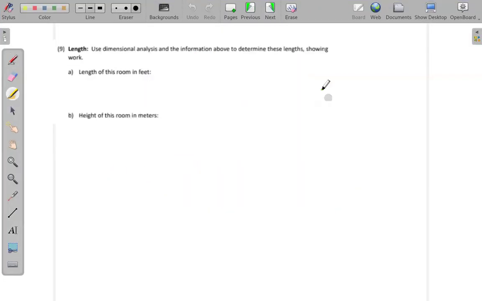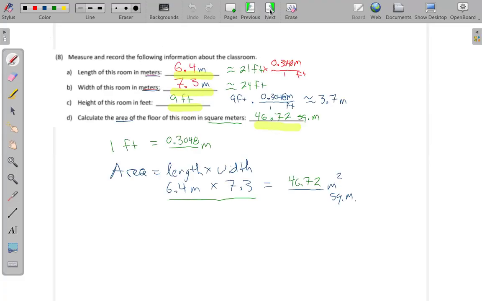Use dimensional analysis and the information above to determine these lengths showing your work. All right, the length of the room in feet. Okay, now I worked that backwards. I went from meters to feet. So I kind of already have that. So let's just reverse engineer that. So if we start off with a length of, let's see, which one would be my length? The 6.4 meters.